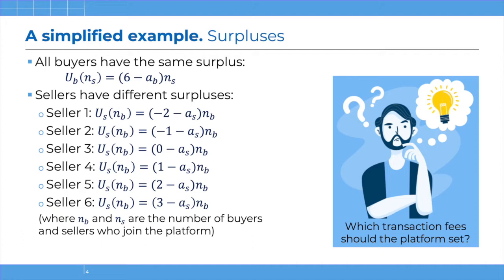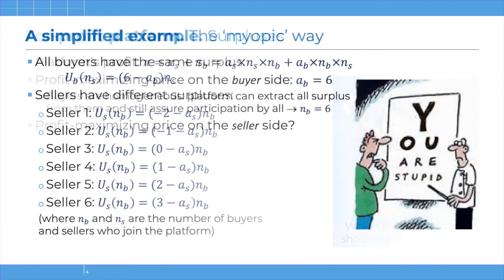Okay, and we are going to look at 2 types of platforms. We're going to start with a for-profit platform, whose objective is to maximize the profit it makes. And then we are going to look at a non-profit platform, whose objective is to maximize the value that is created for buyers and sellers. Okay, so let's start with a for-profit platform.